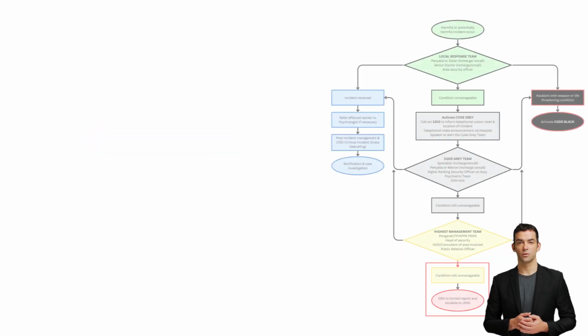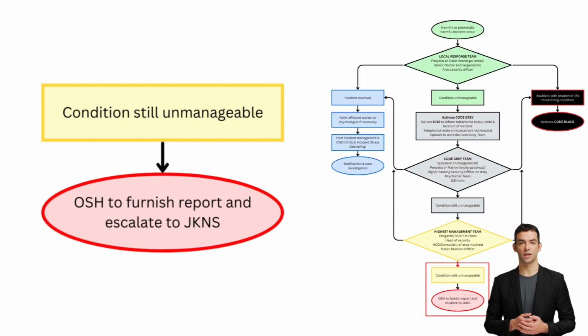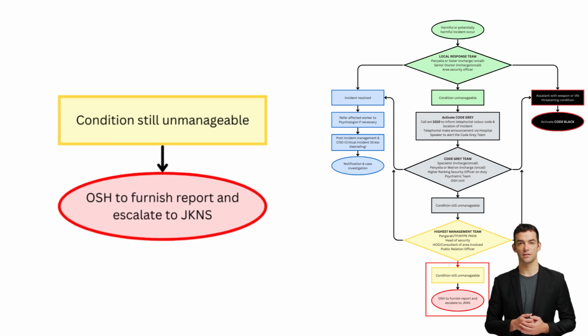However, if the situation remains unresolved even after involving the highest management team, the Occupational Safety and Health (OSH) unit shall escalate the matter to the state level for further negotiations. A detailed report is furnished and sent to JKNS for further intervention and guidance.